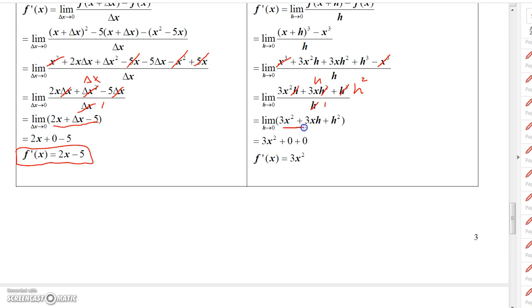And now you can take the limit of this as h goes to 0. And what that'll do is, since h is going to go to 0, the last two terms are going to disappear, and you're just going to be left with 3x squared. So the derivative of x cubed is 3x squared.